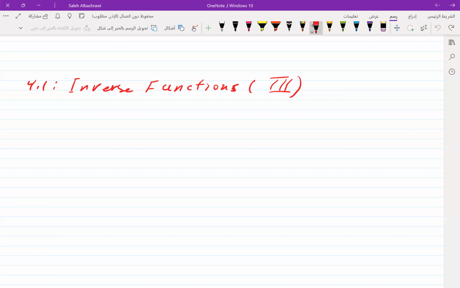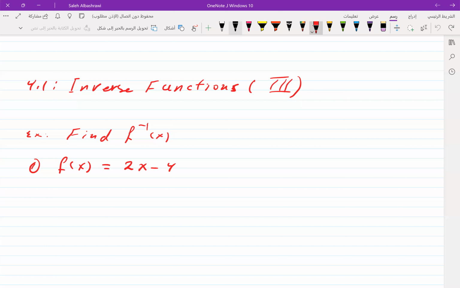Let's start with an example. Let's say we need to find f inverse. This notation, f to the power minus 1, means the inverse function, or f inverse. Number one, we have this function f of x equal to 2x minus 4, and we need to find the inverse for this function.